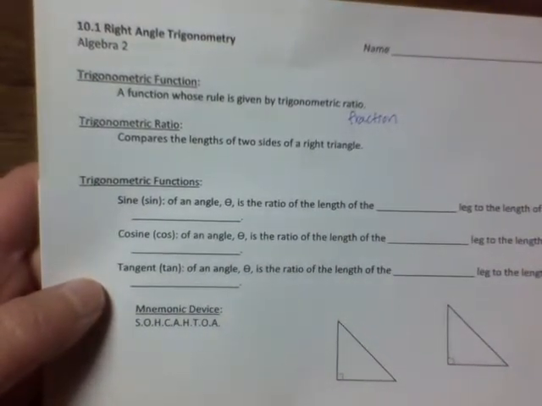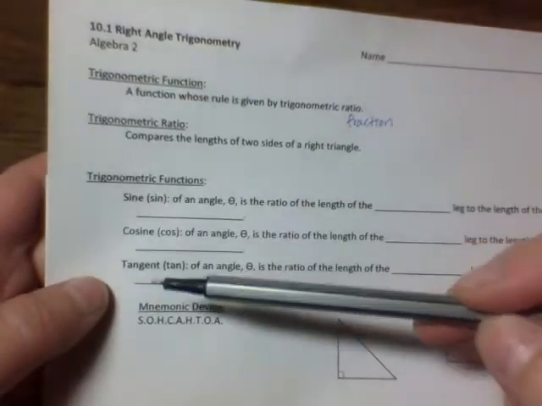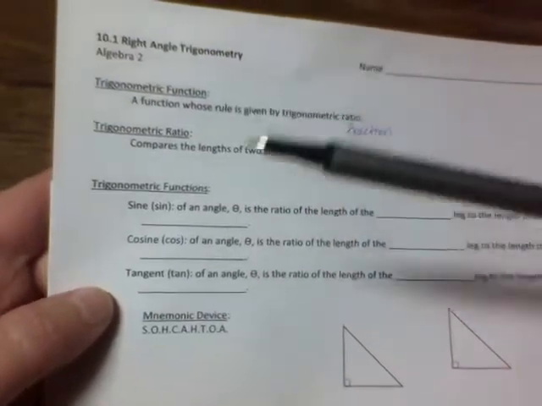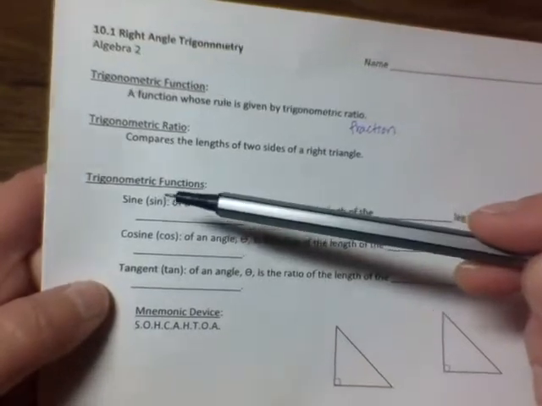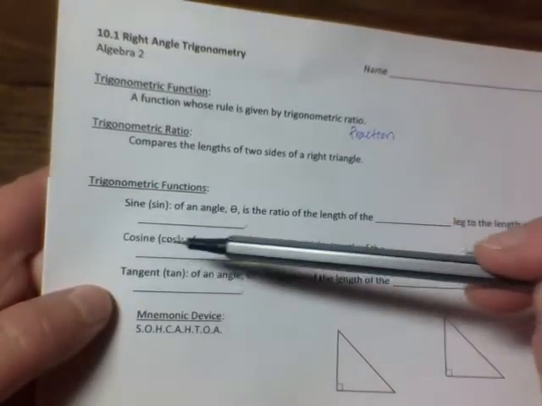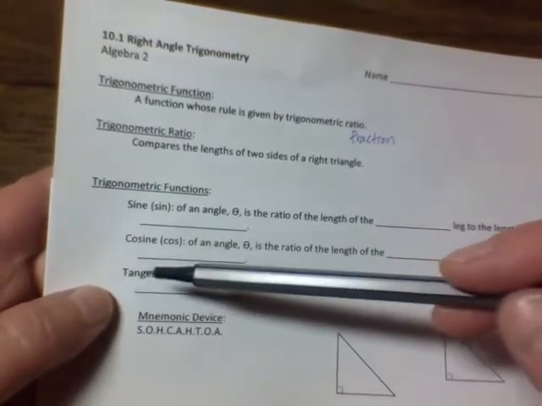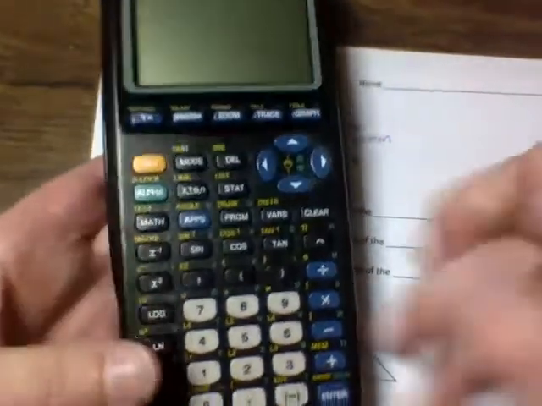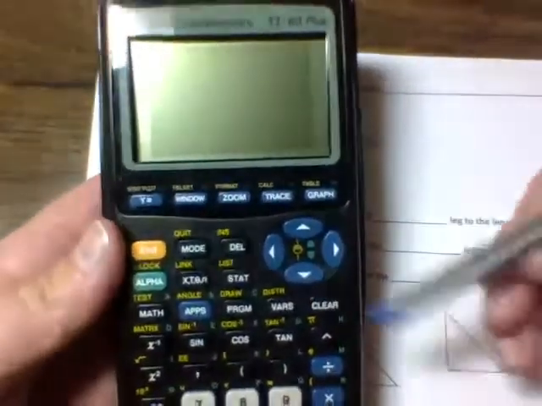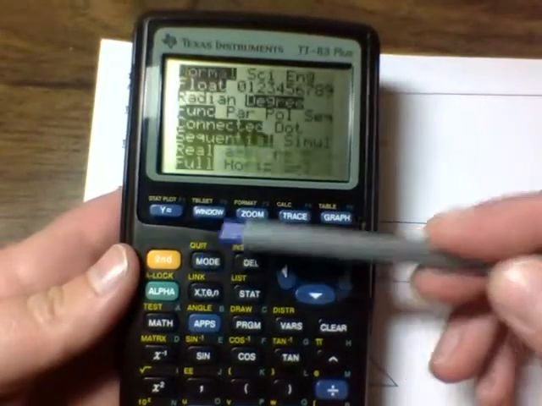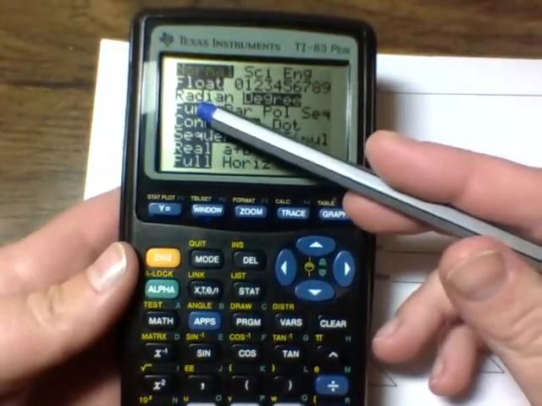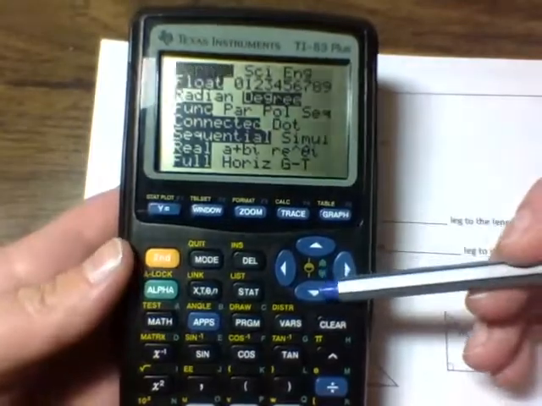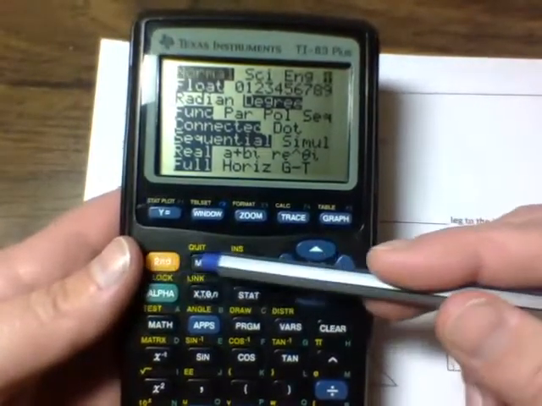Even though they are not very long words, especially sine, we do abbreviate sine, cosine, and tangent as SIN for sine, COS for cosine, and TAN for tangent. You will find those on your calculator as well, or any other scientific calculator. Generally, when you're doing this, you want to be in what we call degree mode. If you click your mode, you should not be in radian mode, but instead in degree mode, because most likely you will be referencing a degree.